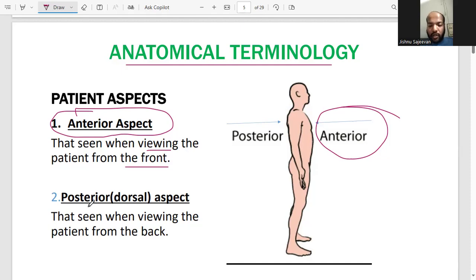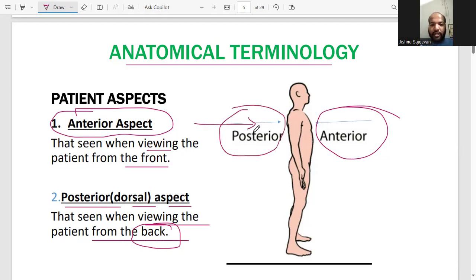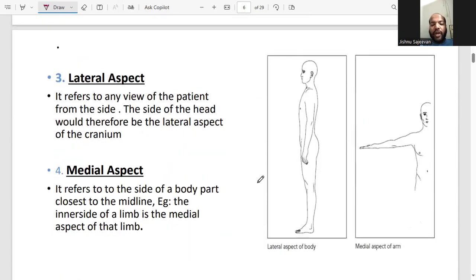Coming on to the next term, that is the posterior or the dorsal aspect. That means when we are viewing a patient from the back side, or the back part of the patient, it is called the posterior or dorsal aspect. Is that clear? So we are moving on to the next slide.